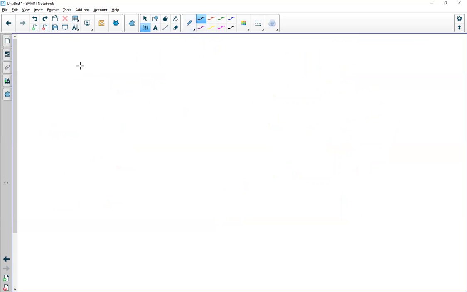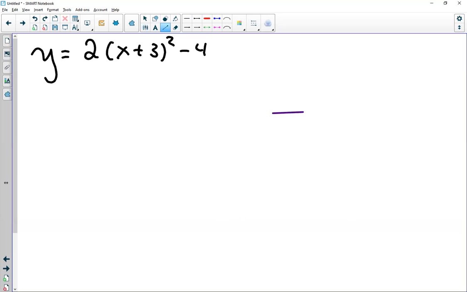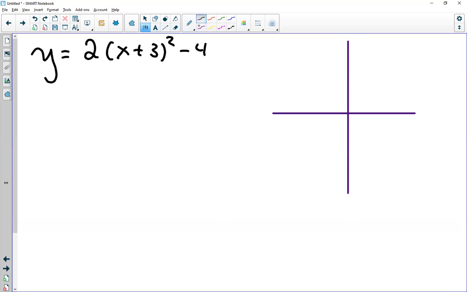Let's do a parabola. y equals, let's do x plus 3, squared, minus 4. And then we'll just have this one. Oh, it's not equal, my bad. Let's make it greater than or equal to.